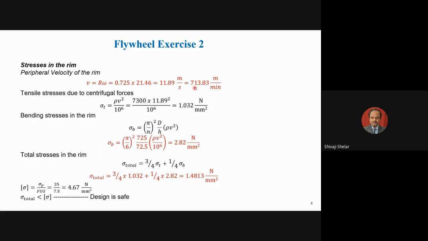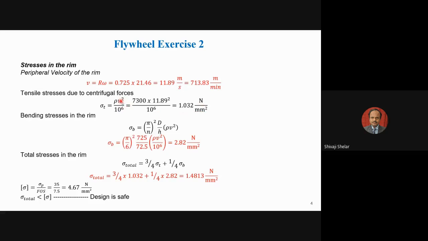If this value is very large, what will happen? There is an effect on the stresses, because of the centrifugal force. So, tensile stress due to the centrifugal forces: if this velocity is increased, your centrifugal forces are going to increase, and that will cause more tensile stresses on the material. So tensile stress due to centrifugal force, sigma t, is equal to rho V square by 10 raised to 6. This 10 raised to 6 is put so that if you are using V in meters per second and rho in kg per meter cube, by dividing by 10 raised to 6 you will get the stress value in Newton per millimeter square.